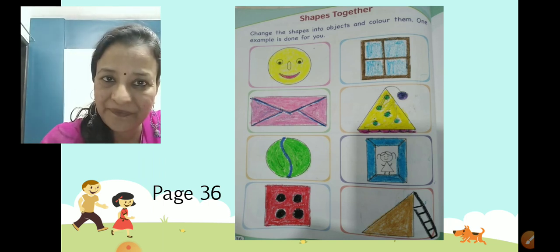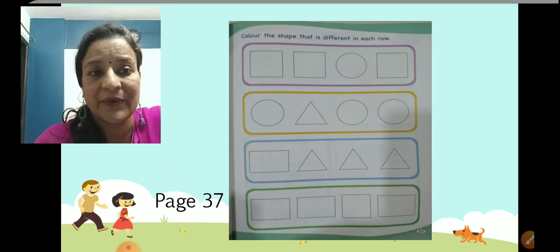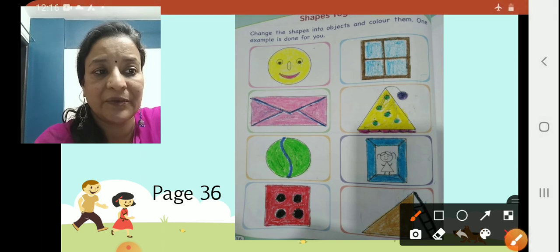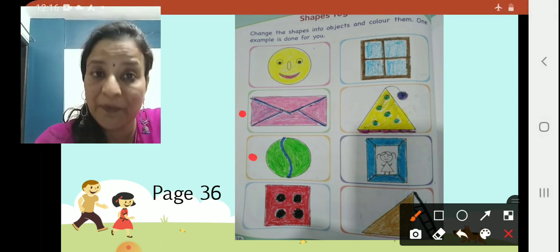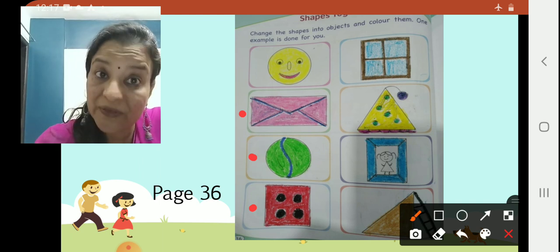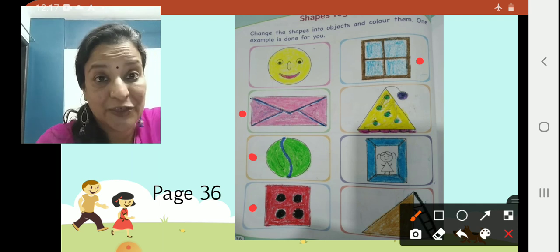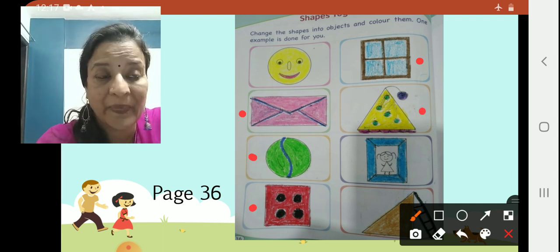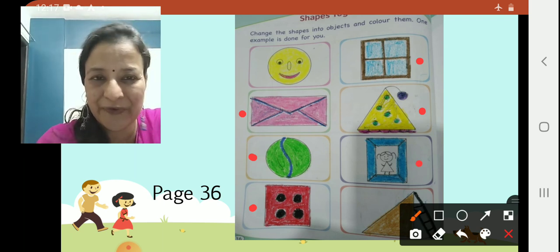Now this rectangle I have changed into an envelope. Circle, ball. Yes, square into a dais. And this is also a square, a window. This is a joker's cap made from a triangle. This is a rectangle. I have made it into a photo frame with your cute photo inside that.